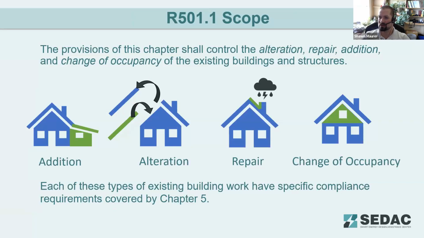So first, the scope. This section of the energy code for existing buildings addresses additions onto existing buildings, alterations where you're changing out components of buildings for new components. Repairs to buildings have certain requirements. Those are contained in their own section. And then changes in occupancy also have specific requirements.